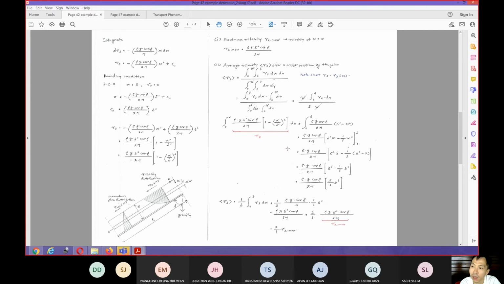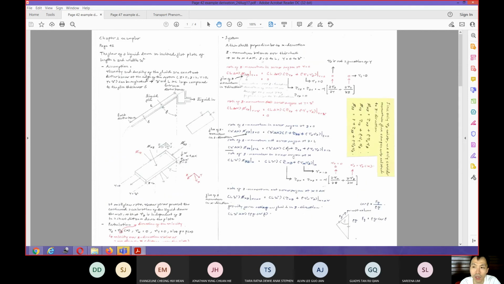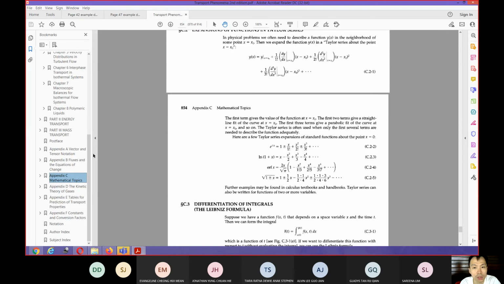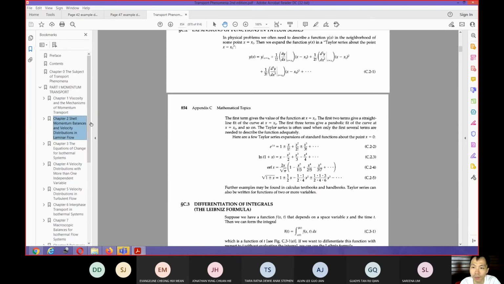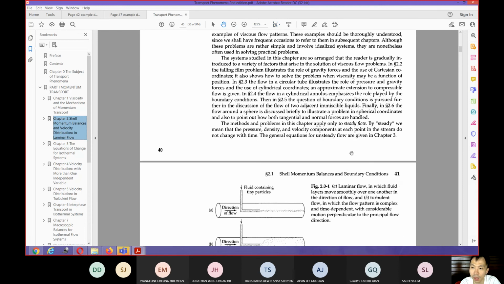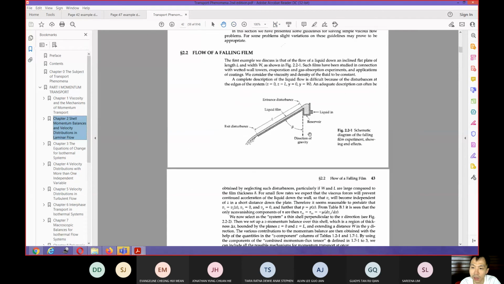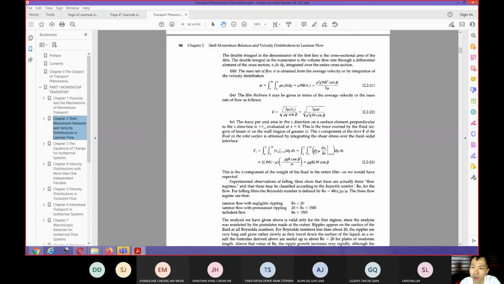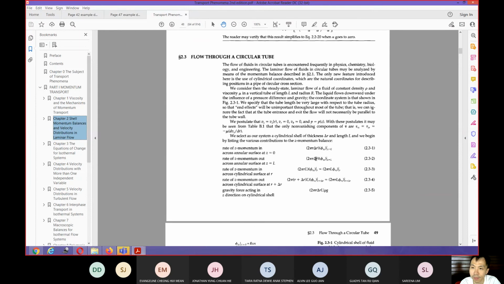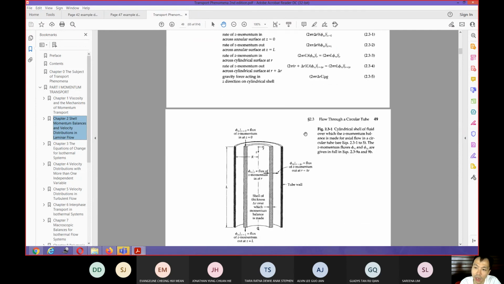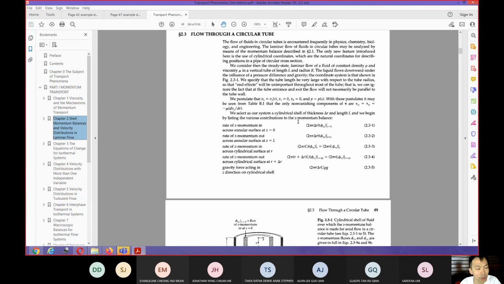So on the next drop-in session, I will discuss the flow through a circular tube. So we are going to deal with this second example. Okay, so the second example is dealing with the flow through a circular tube. This will be this particular example in here. Okay, that will be almost the same as what you do with your assignment, especially the next example, example 3.